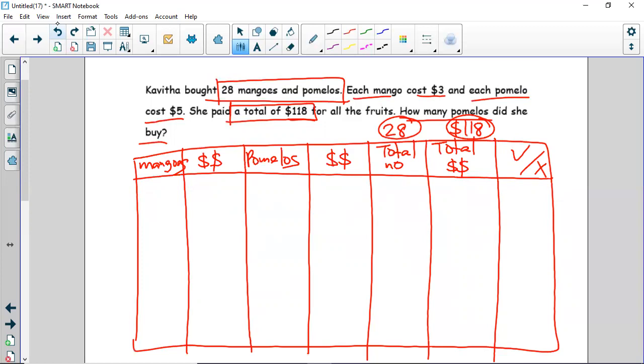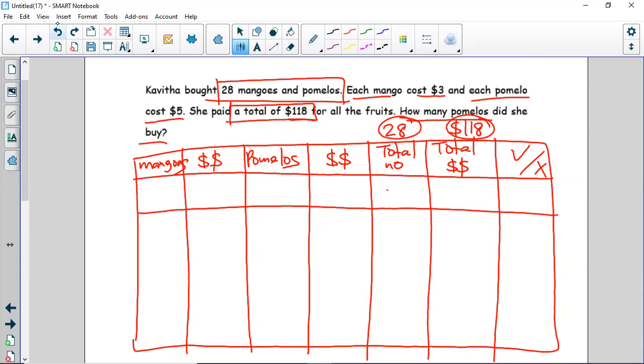Okay, now the first guess is a clever guess. We don't randomly guess. Even though it's called guess and check, we don't randomly guess. We actually use intelligent guesses. We use a clever guess. And how do we make a clever guess? We take the total number of fruits and we divide it into half.